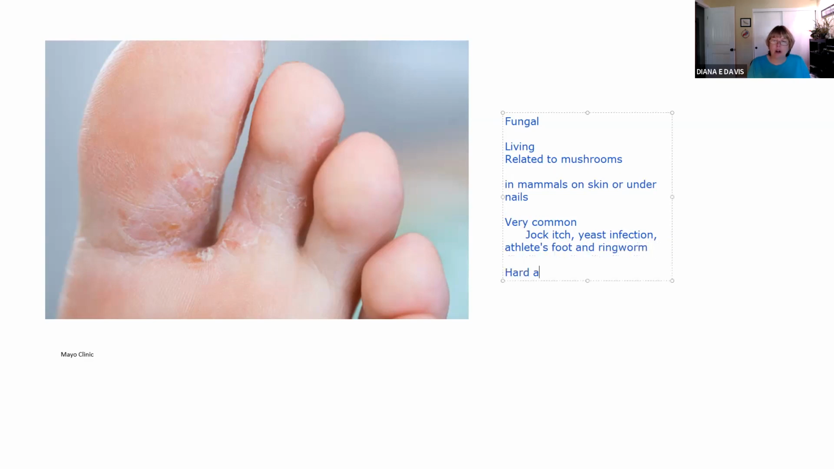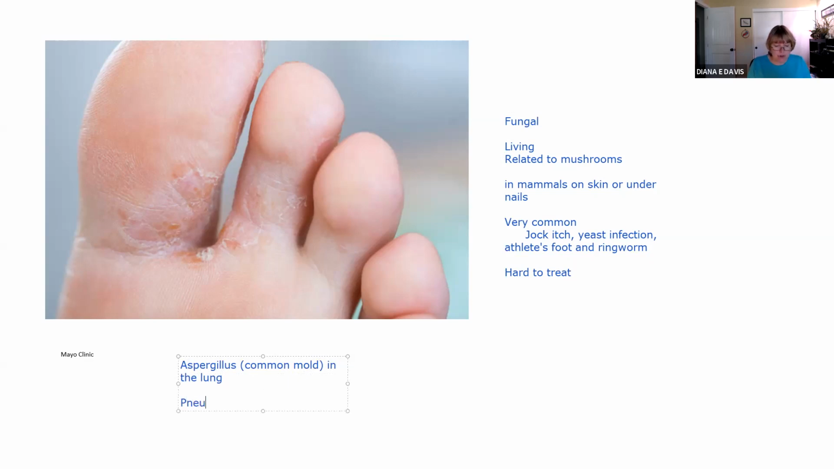These are generally harder to treat than bacteria. There are some less common but more dangerous fungal infections. There's a disease called aspergillosis, which is a common mold, but if it gets in your lungs, it can cause a type of pneumonia.